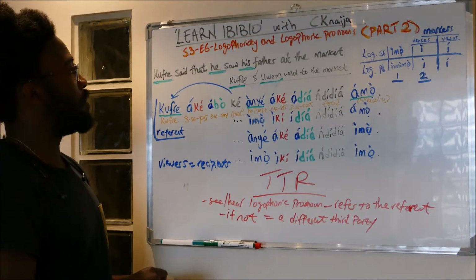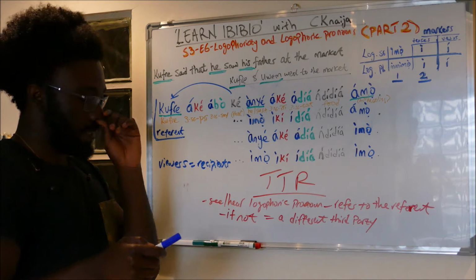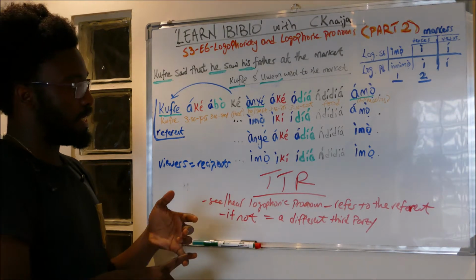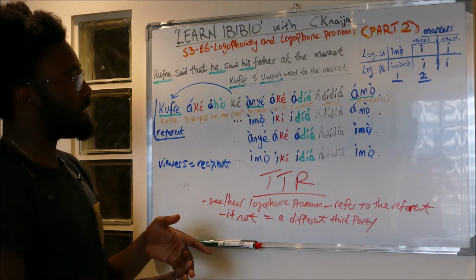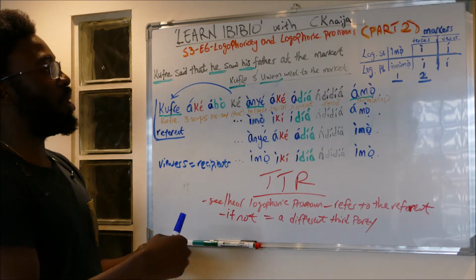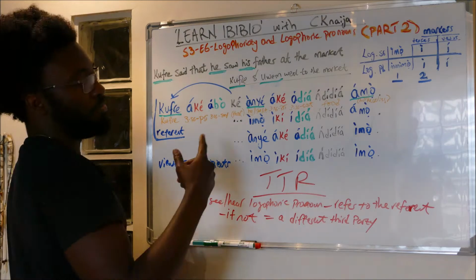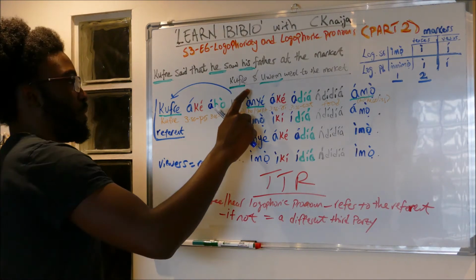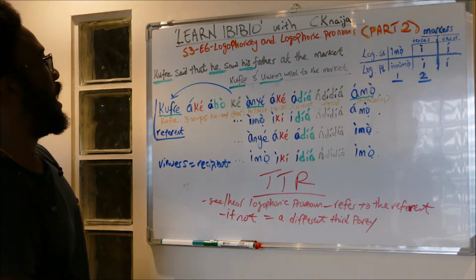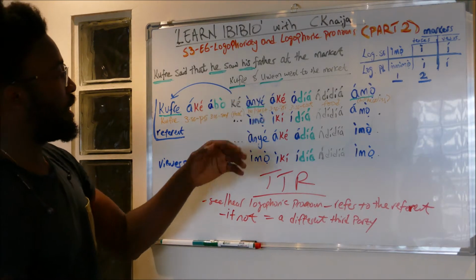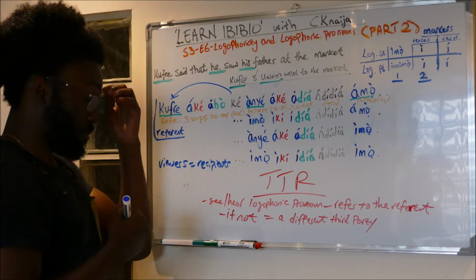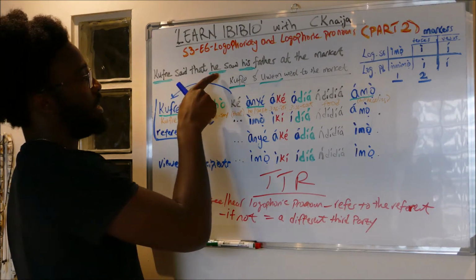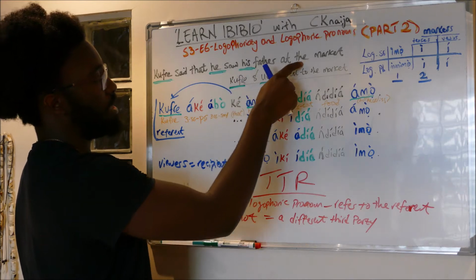Logophoricity is a tool that allows us to report the ideas, thoughts, and feelings of someone on behalf of that person. For example, I have two friends called Kufre and Owem, and Kufre and Owem went to the market, right? And after they went to the market, I had a conversation with Kufre, where Kufre told me, Kufre said that he saw his father at the market.